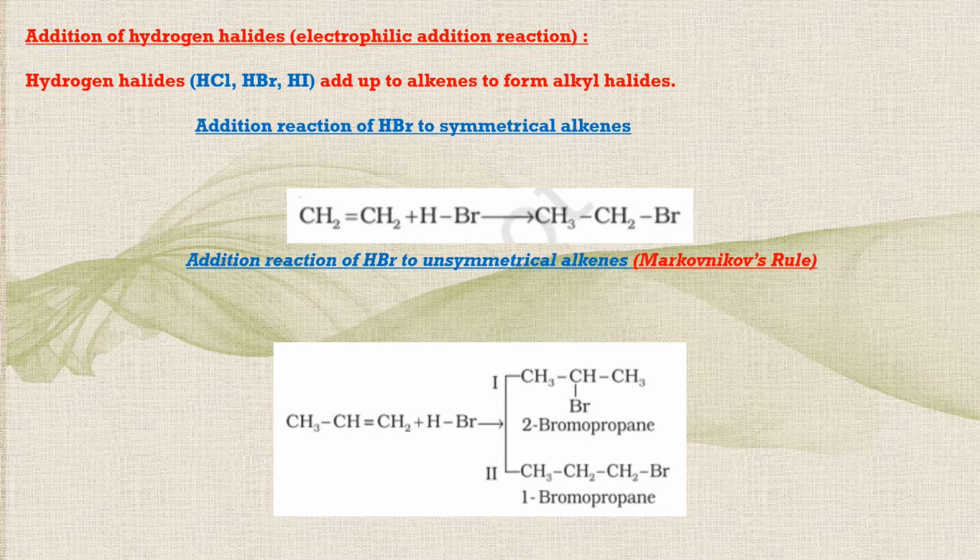Here you can see an example of addition reaction. Addition of hydrogen halides we are considering. So hydrogen halides, as we all know, have the general formula HX. So it may be HCl, HBr, HI, and it will be added to an alkene. For example, let's take ethene and add HBr to it.